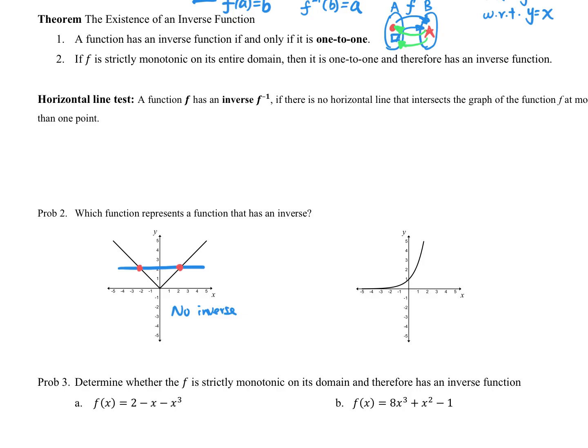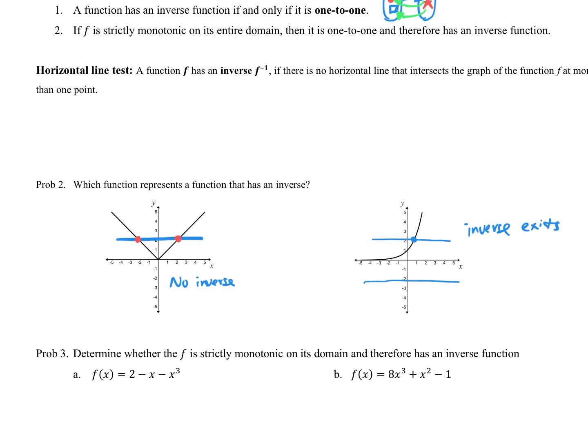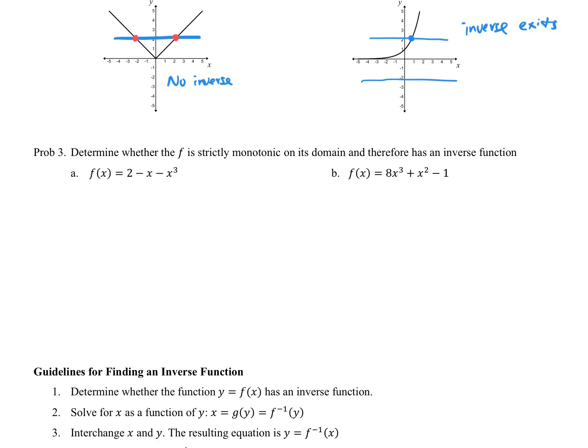And for the second one, if you draw a horizontal line, it intersects at most one point, and you may argue that down below it doesn't intersect at all. That's fine, because the point is the horizontal line cannot intersect more than 1 point, so 0 points is fine. So therefore this is completely okay. We say the inverse exists. Okay. All right, now let's look at the next problem.